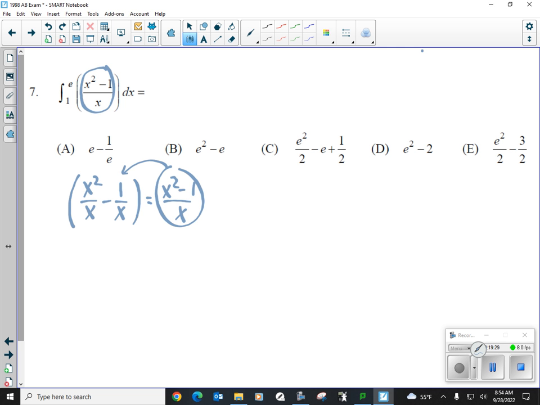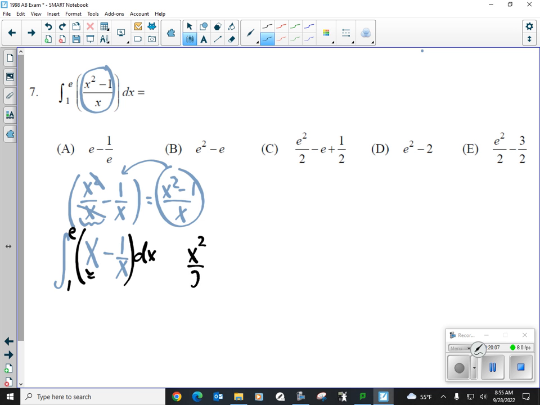The good thing is my first term can simplify, and x can cancel out one x. I get x minus 1 over x. That is going to be a lot easier to integrate from 1 to e, and of course dx. So I've done no integration yet. I've only simplified what I want to integrate, and now it's going to be cake.